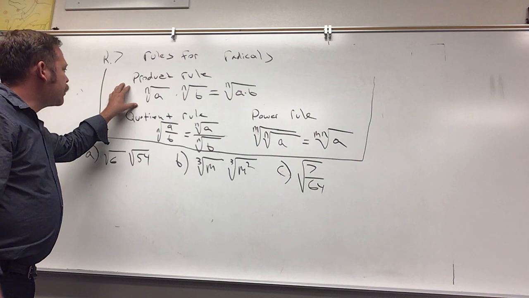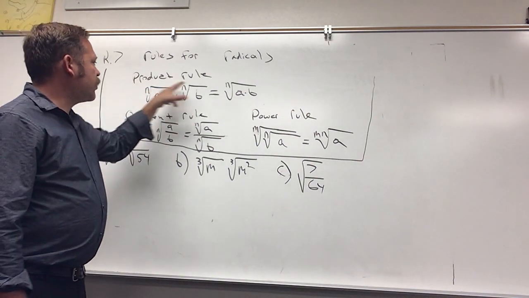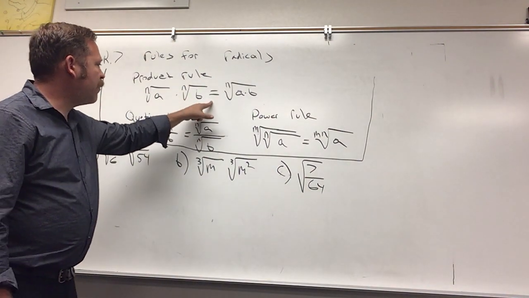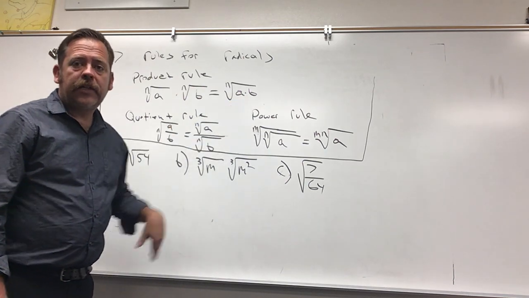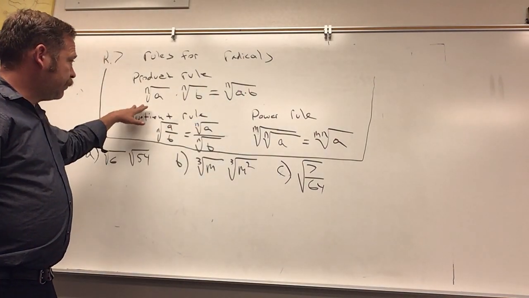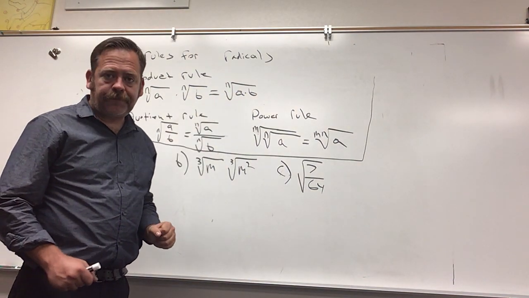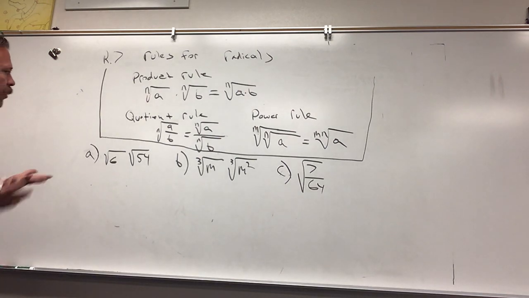The product rule first. If you're multiplying two radicals, as long as the root numbers are the same, so I have the nth root of a times the nth root of b equals the nth root of a times b. So what this says is that if your root numbers are the same, you're allowed to multiply what's inside the radical, okay? Product rule.